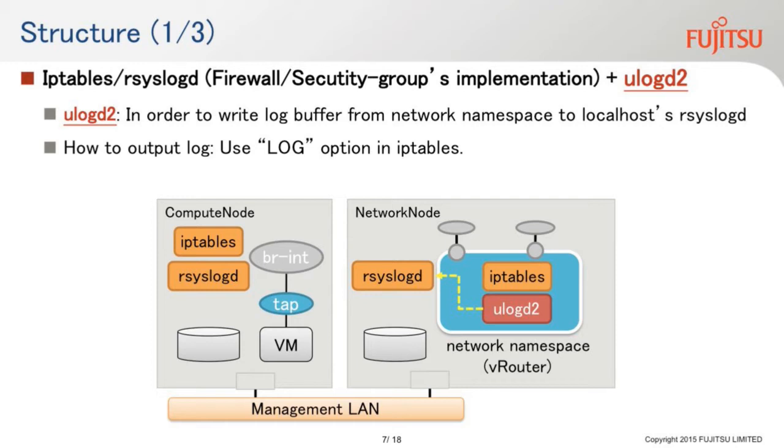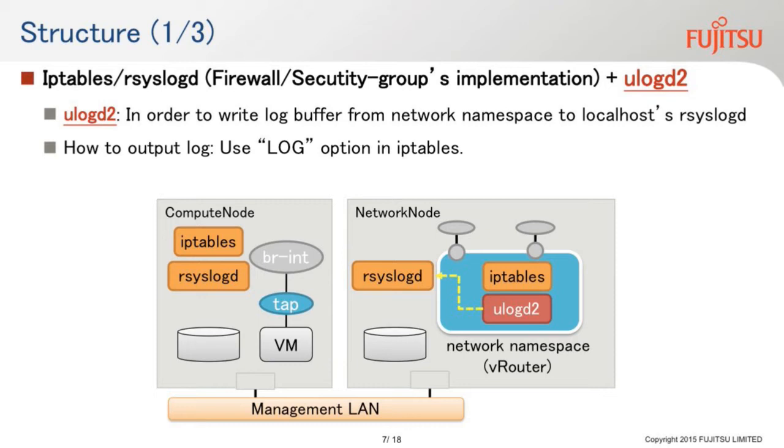This is more detail on the structure of the design. Currently, we use iptables and rsyslogd for the firewall and security group implementation, and use the ulogd2 package as a dependency. The reason we use the ulogd2 package is to write the log buffer from the network namespace to the localhost rsyslogd, and to output the log, we use the LOG option in iptables.